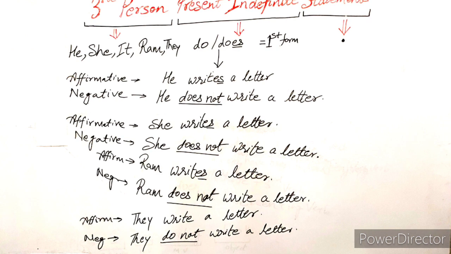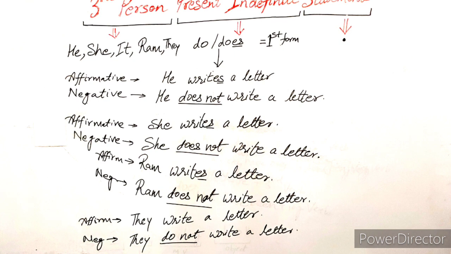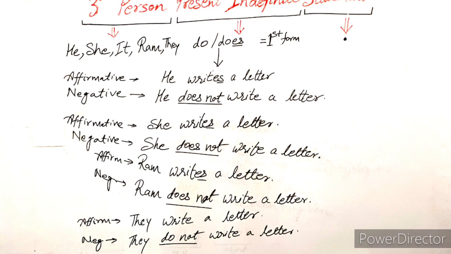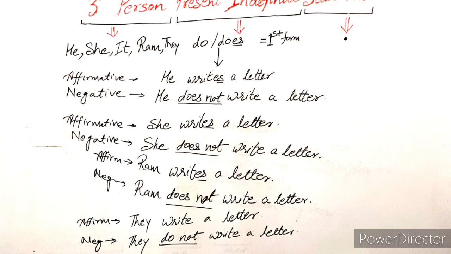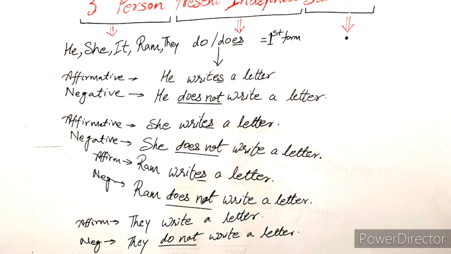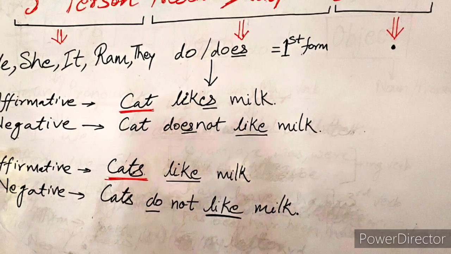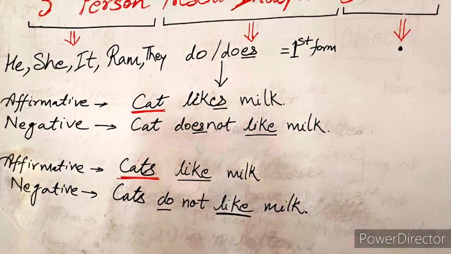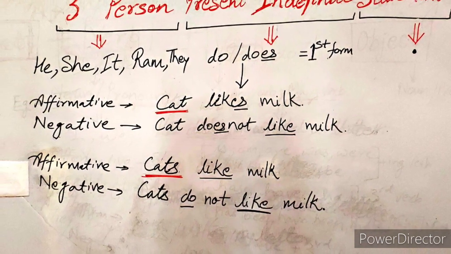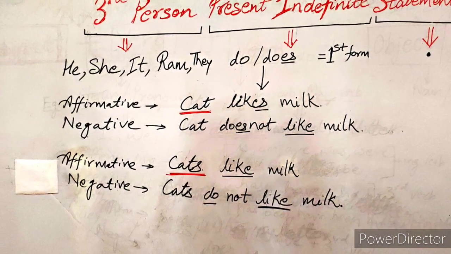Now you can go through the examples yourself and see the difference clearly. She writes a letter. She does not write a letter. Ram writes a letter. Ram does not write a letter. In plural, they write a letter, and in negative, they do not write a letter. Some more examples for better understanding can be: cat likes milk. Cat does not like milk. In plural, cats like milk, or cats do not like milk.